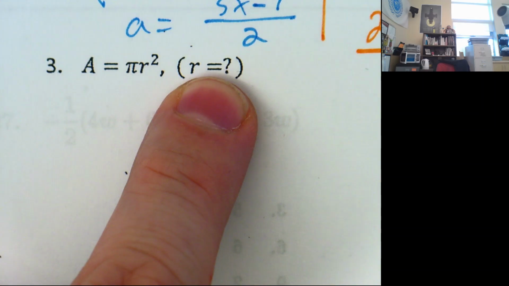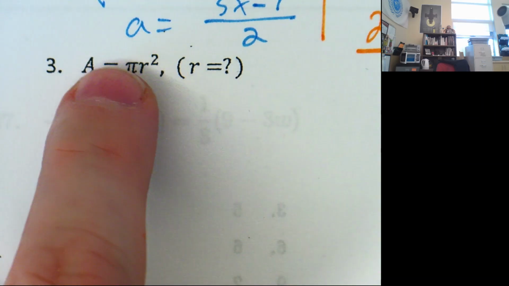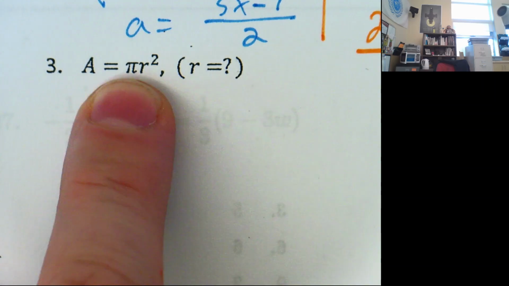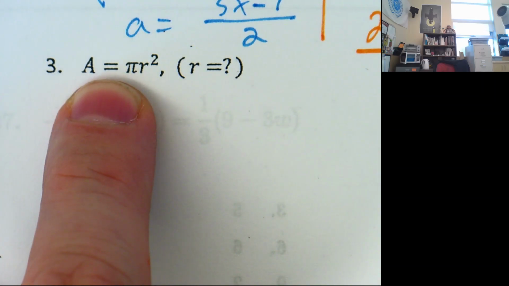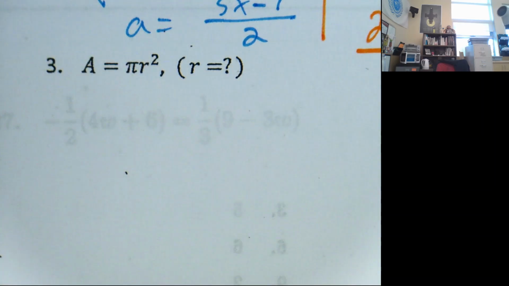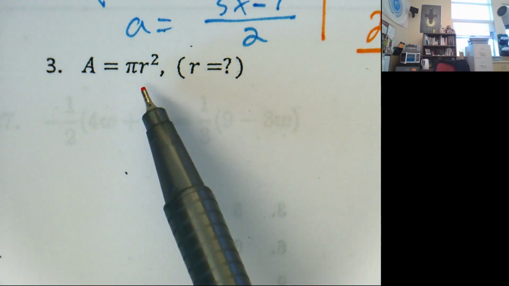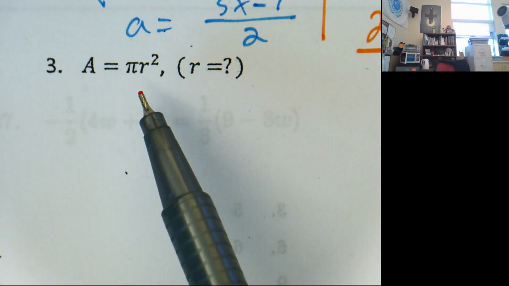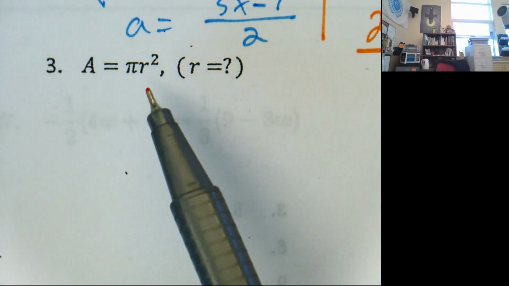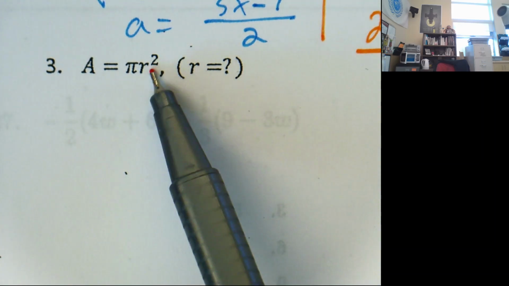R is equal to what? R is the radius. So by isolating this thing for r, wow, you guys are chatty today. By isolating this thing for r, what are we finding? We're finding what is the radius given a particular area. The steps that we're going to go through are similar to everything we've done before. The only extra added piece here is now we've got an exponent on the r.